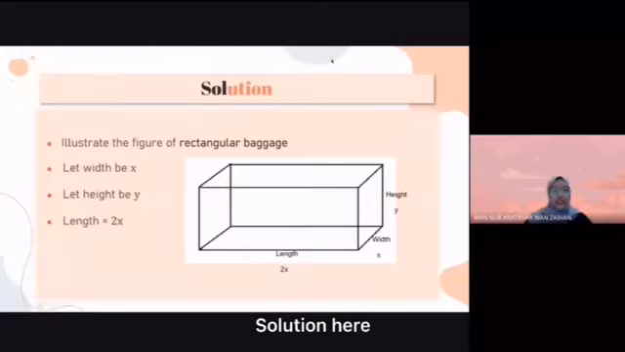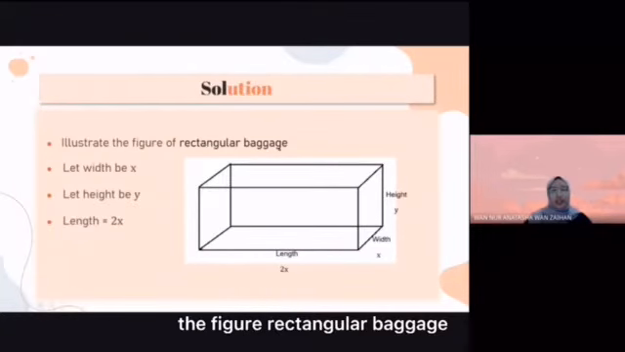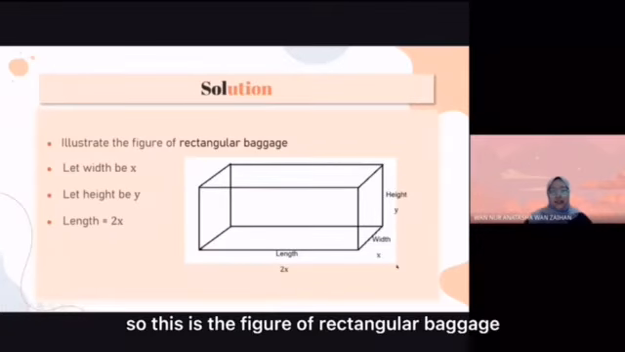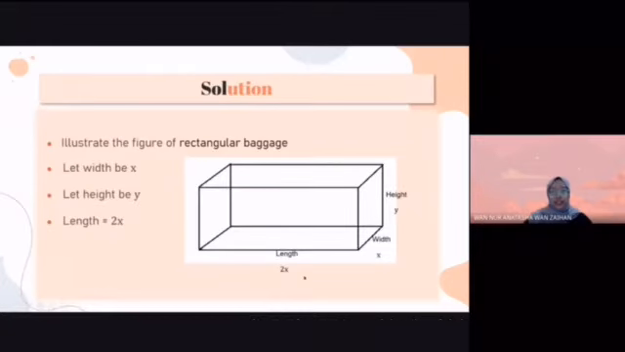So for the solution here, first we have to illustrate the figure of the rectangular baggage. So this is the figure of the rectangular baggage that we illustrate. So here, let width be x, height y, and length equal to 2x because length is twice the width.